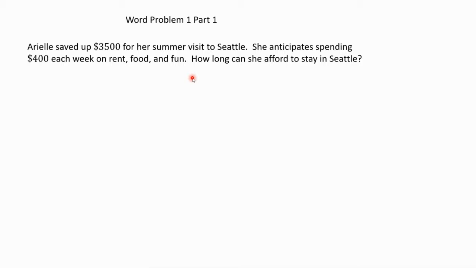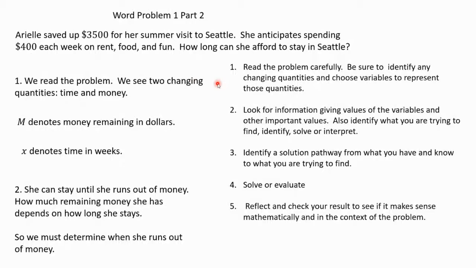Okay, so this is the question now. We basically have completed the first step, well, almost at least. We read the problem, right? So what quantities are changing values? Well, how much money she has, you know, she's staying there, she's spending money. That's given in the problem. She's spending about $400 per week. And of course, also time is changing, right? As time goes on, she's staying there. So those are two changing quantities.